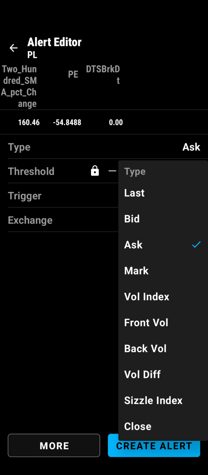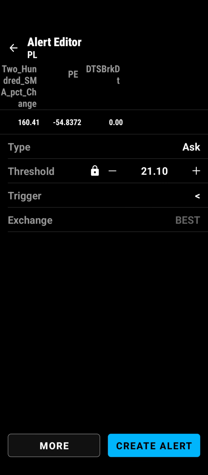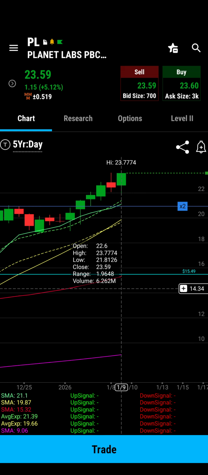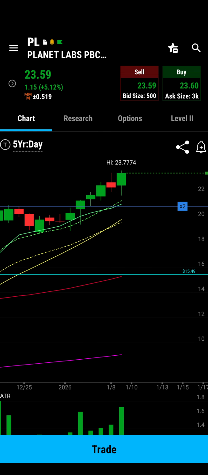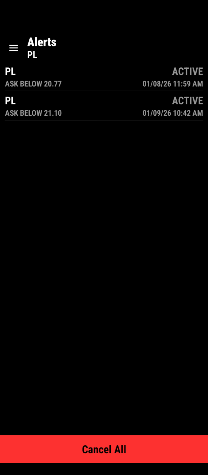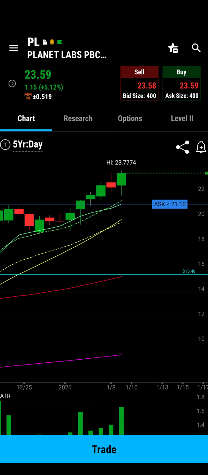If price goes below 21.10 or the simple moving average, I will get an alert to then go to the position and manage it. Okay, now I do not exit when price just trades below that average, that moving average.